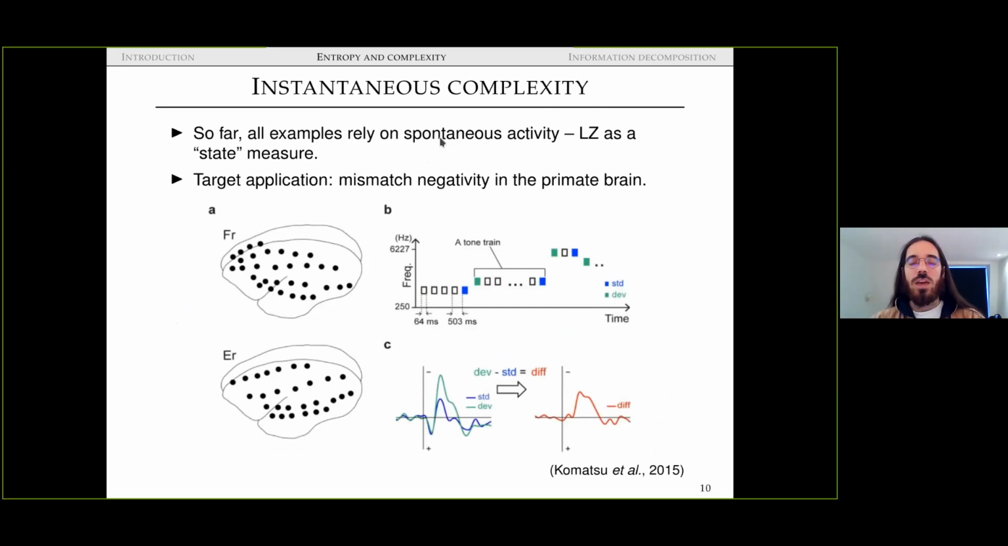So as a target application, we started looking at mismatch negativity in the primate brain. It's a very standard paradigm that some of you may be familiar with. There's some public data in the Neurotycho database of monkey ECoG, and the monkeys are just listening to tone trains that have some standard and some deviant stimuli. The standard result, which you see at the bottom right, is that there's an ERP signature that is much stronger in the deviant than the standard stimulus.